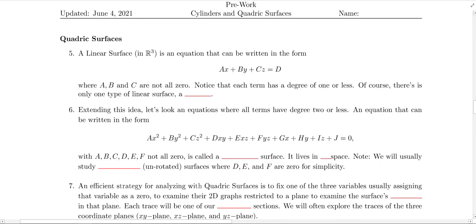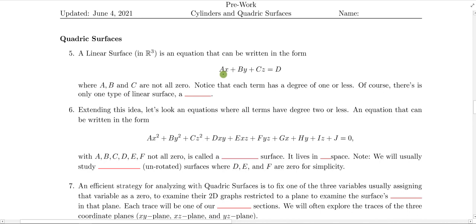So folks, now we're giving our first introduction to quadric surfaces. We're going to study these in more detail in class, but I want to give you an overall familiarity with them. We'll begin talking about the idea of trace, but then we'll do that more precisely when we get to class.